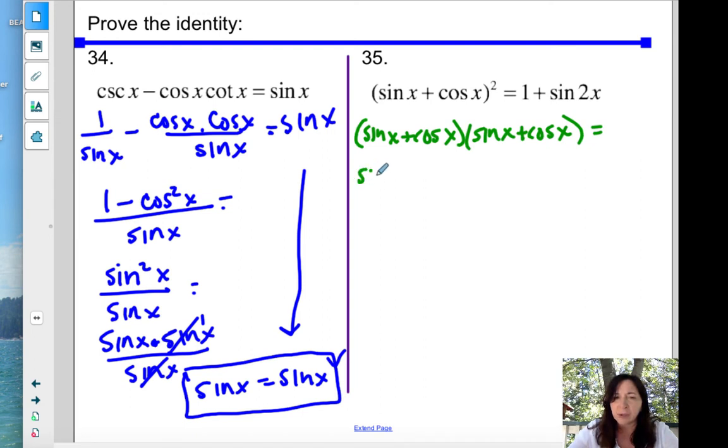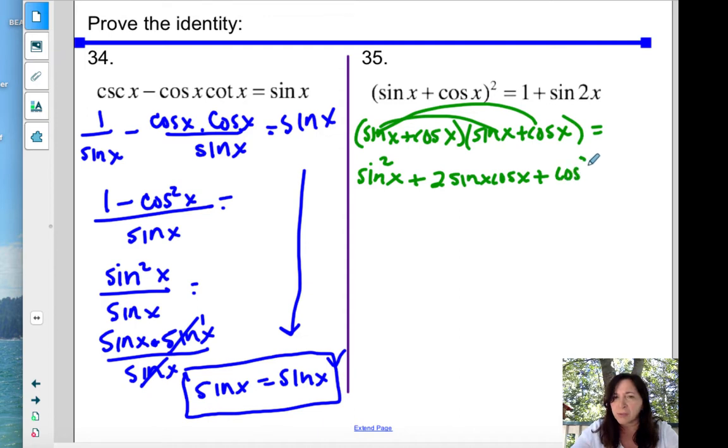So then we're going to multiply this out, or FOIL. We're going to get sine squared of x plus sine x cosine x twice, so that'll be 2 sine x cosine x, and then plus cosine squared of x. Now, I do know that sine squared of x plus cosine squared of x is 1. And so that's 1 plus 2 sine x cosine of x.